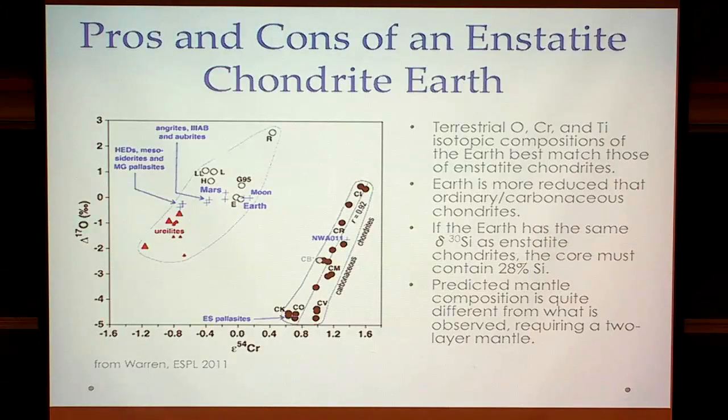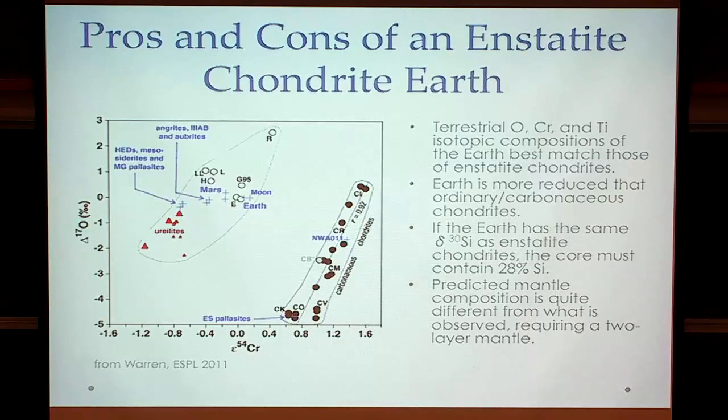First of all, Marc Javoy and others have pointed out that if we look at oxygen isotopic composition, and this is a measure of the part of the composition that cannot be explained by normal chemical fractionation, and this is the isotopic composition of chromium. The epsilon symbol indicates differences in parts in 10,000. The delta symbol indicates differences in parts in 1,000. So we're really talking about very small differences in isotopic composition.